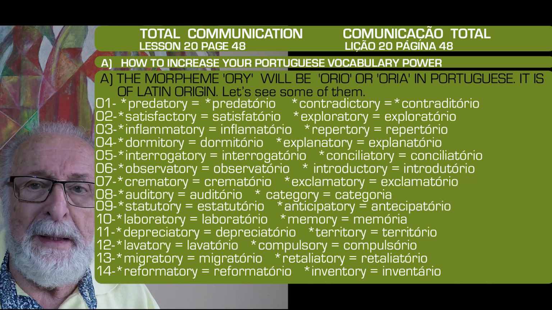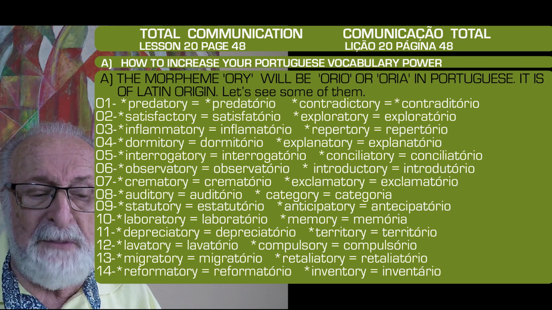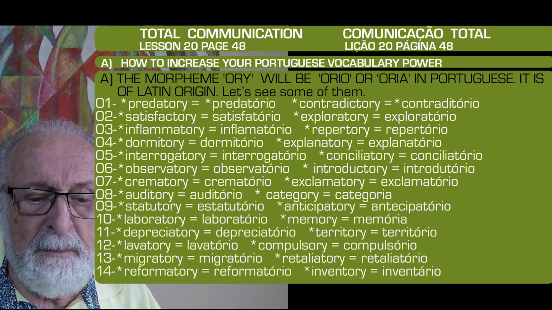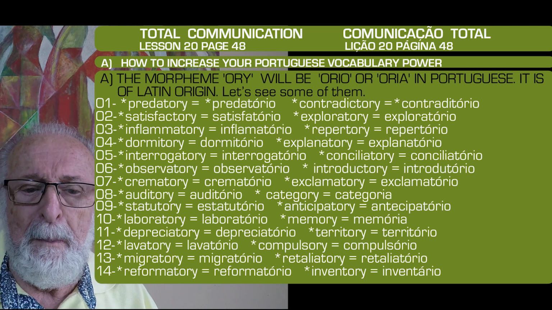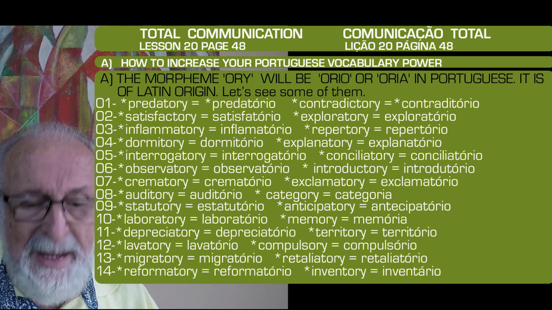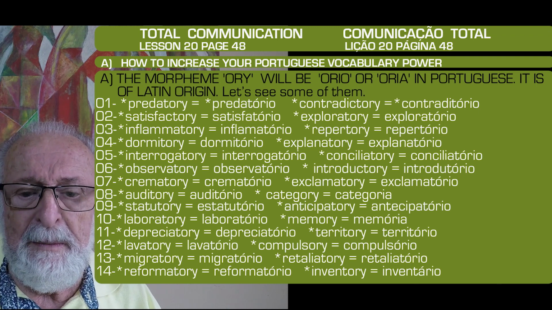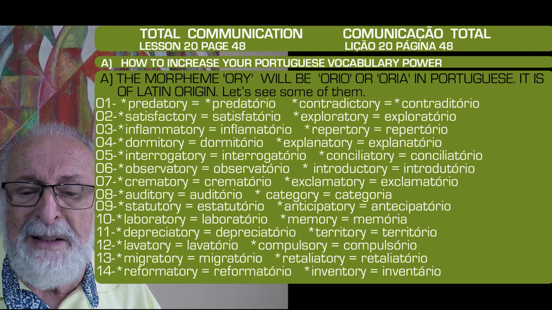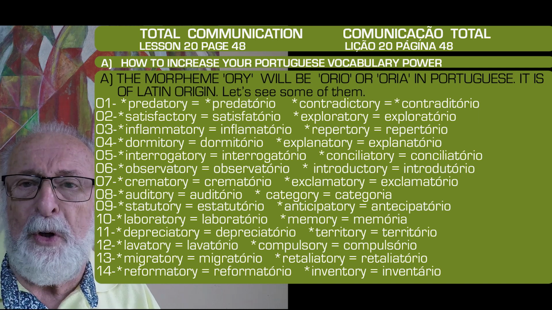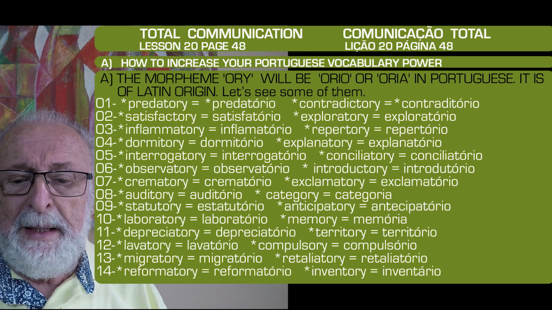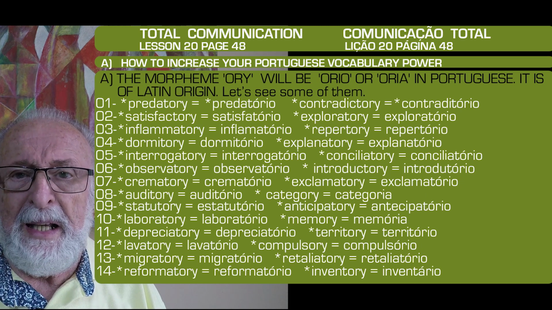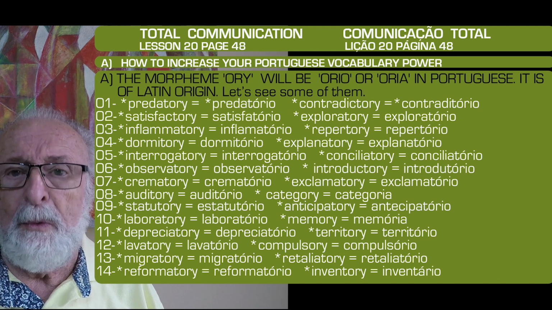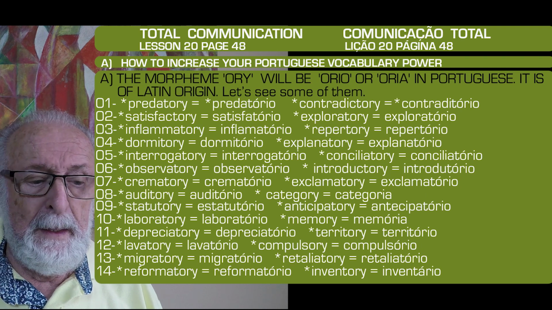In line 6, we have observatory. Observatory means observatório. Okay? In the same line, introductory. Introductory, we say introdutório. That letter C has no sound in Portuguese, so it was dropped. Introdutório. Okay?